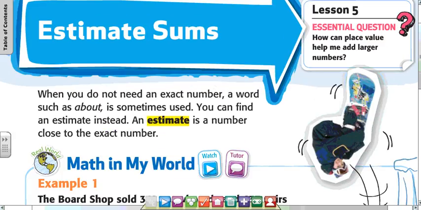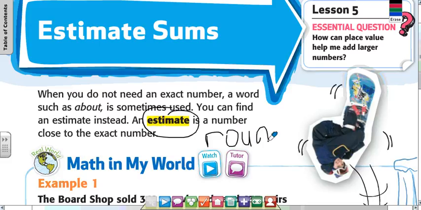Okay, this is chapter 2, lesson 5. It says estimate sums. That means estimate your answers to an addition problem. When it says to estimate, I want you to write this down. That's just a fancy word of saying to round, which we've done since the beginning of this.